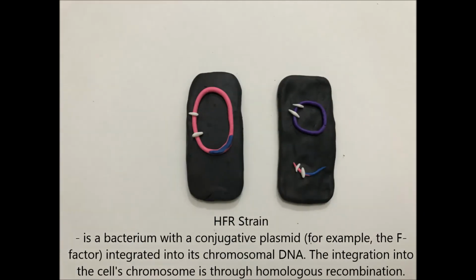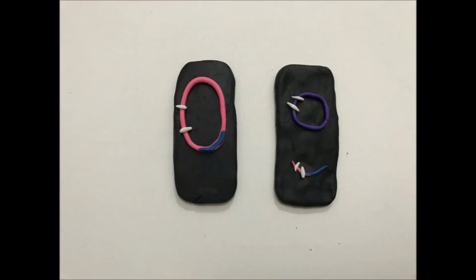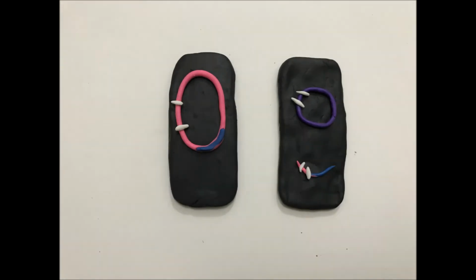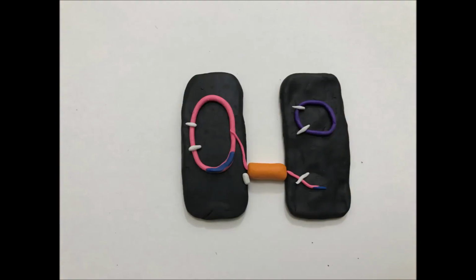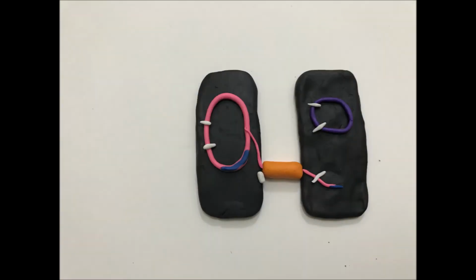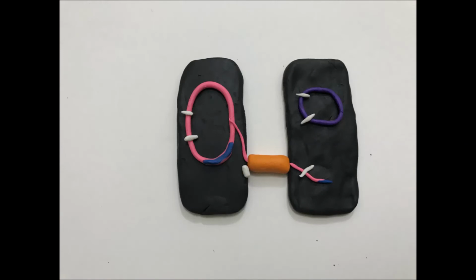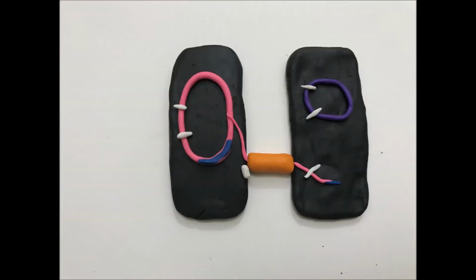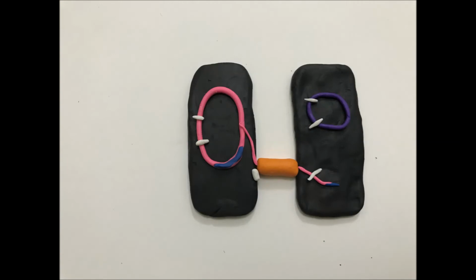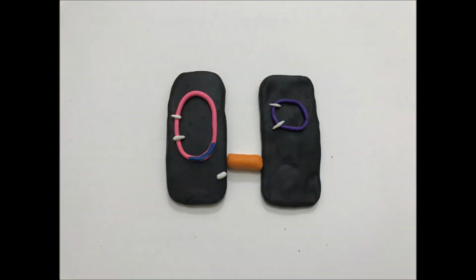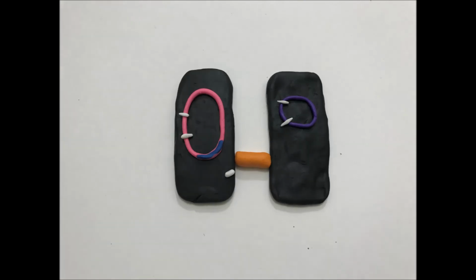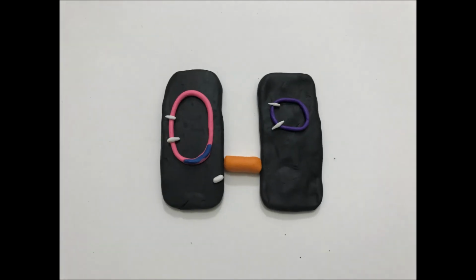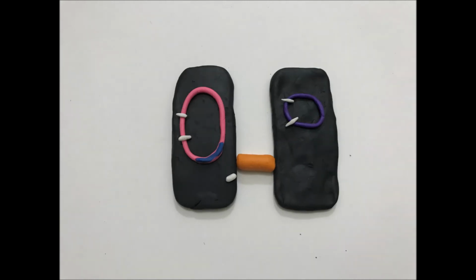HFR strains contain the F factor integrated into their chromosome rather than free in the cytoplasm. When integrated, the F plasmid's tra operon is still functional. The plasmid can direct the synthesis of pili, carry out rolling circle replication, and transfer genetic material to an F-negative recipient cell. However, rather than transferring just itself, the F factor also directs the transfer of host chromosome.